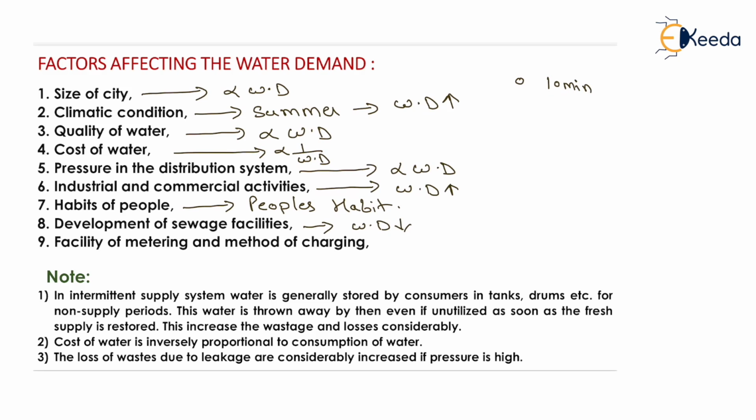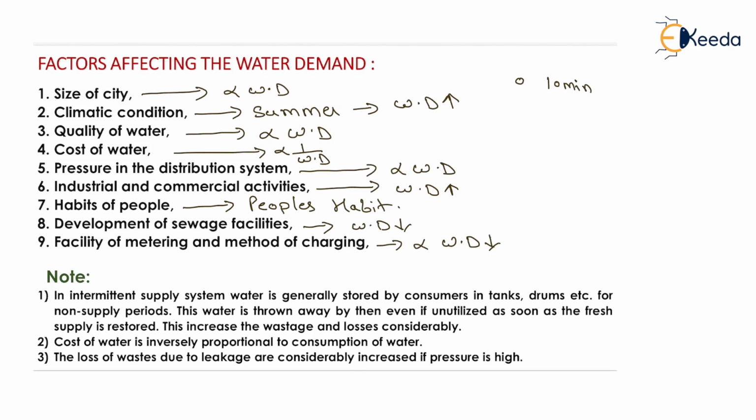Okay. Now the next will be the facility of metering and method of charging. Suppose in front of your house there is a meter which reads all the water used in the house. If every drop is recorded in that meter, then you will use less water because you need to pay for each and every drop. But suppose there is no meter in front of your house, then you will use as much water as you want. So facility of metering also decreases the water demand.